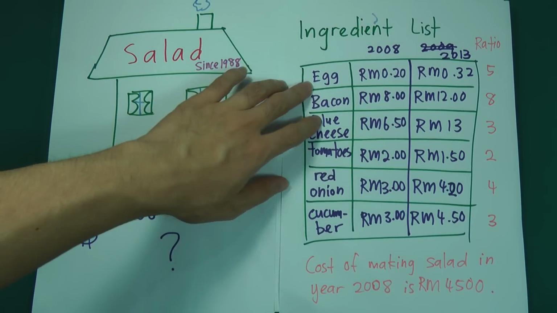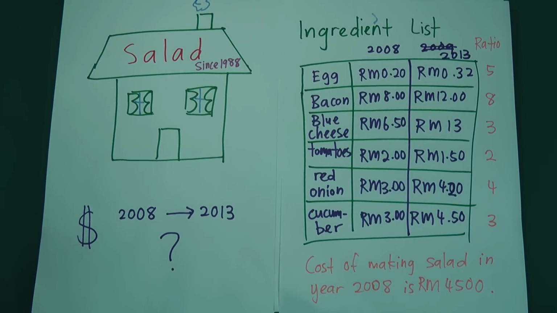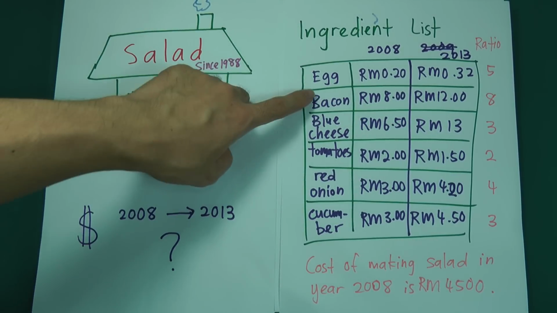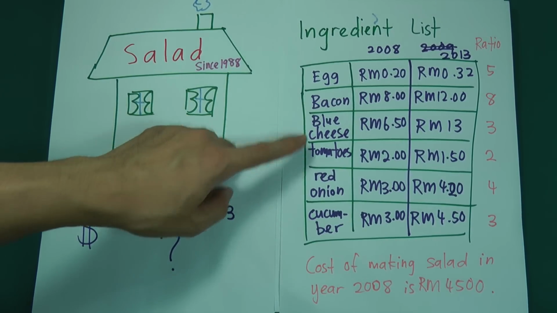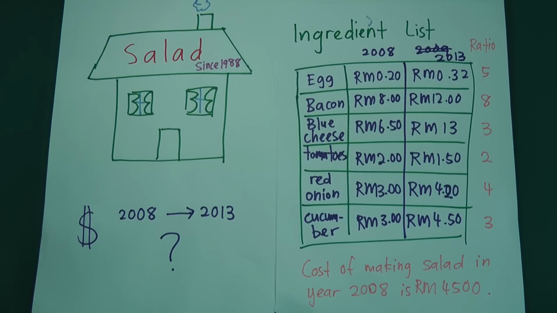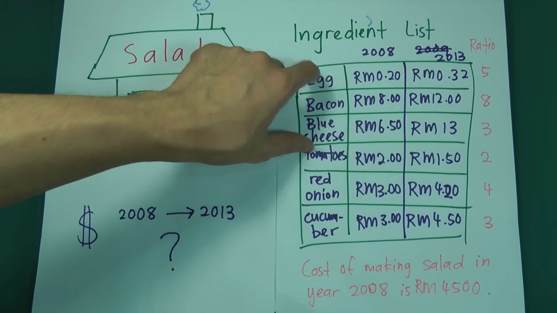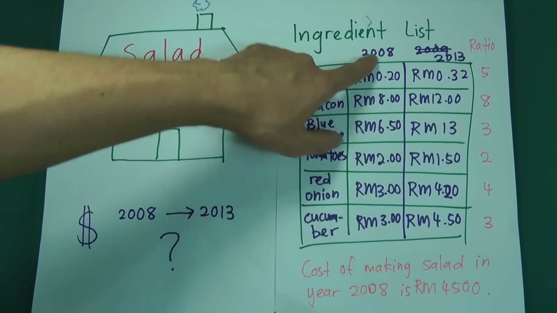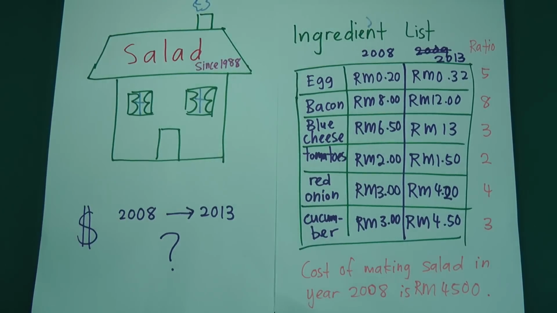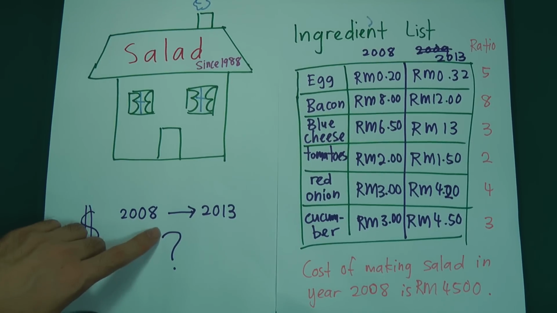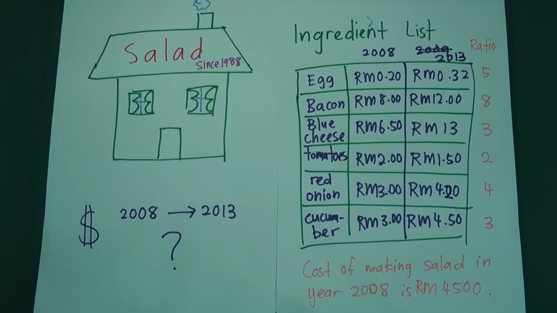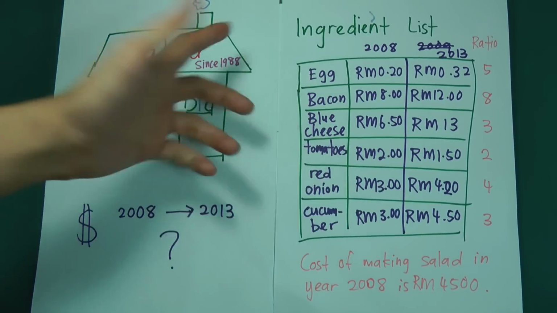This is some ingredients you want to make your favorite salads. You need egg, bacon, some blue cheese, tomatoes, red onions, and cucumber. This is the price of these ingredients in year 2008, and this is the price for this year. So actually you want to know how much difference your price from this year compared to 5 years ago. You are doing the comparison by yourself.